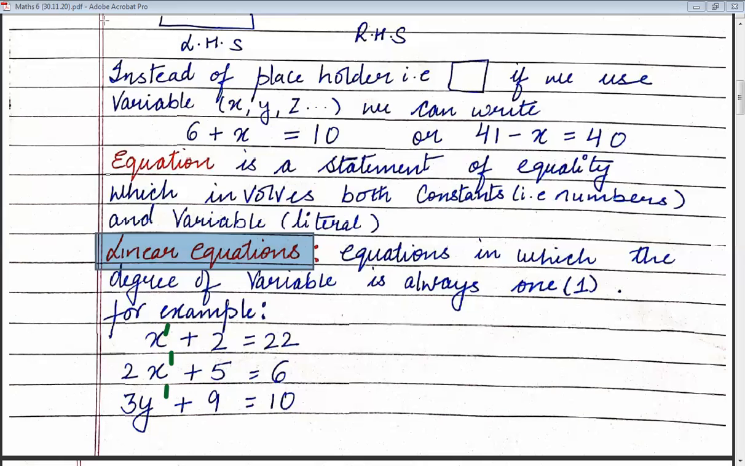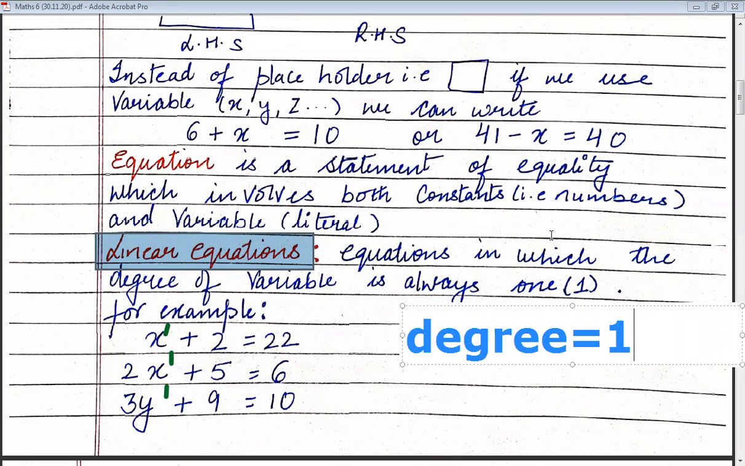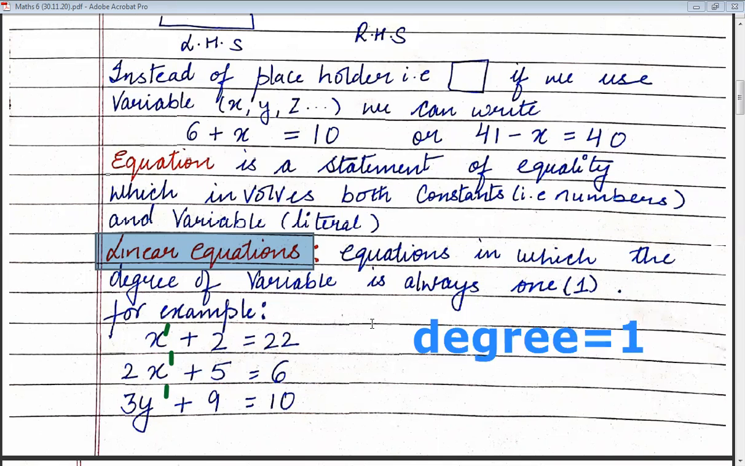So what is the degree? Degree means the highest power of a variable. In all these three, you have degree 1. So now children, this is your linear equation. So what is the meaning of linear equation? Linear equation means an equation whose variable degree is always 1, meaning the highest power is always 1. So all these three are your linear equations.